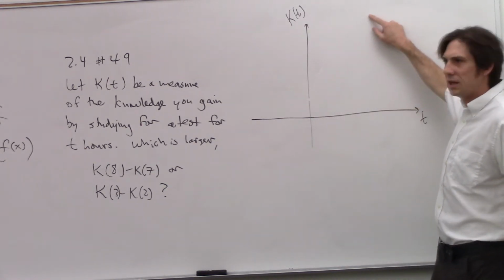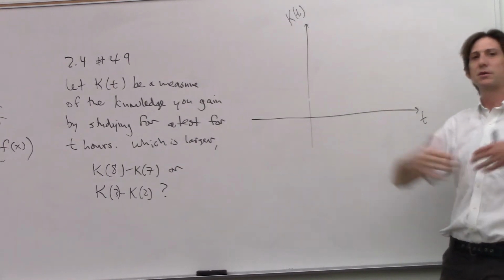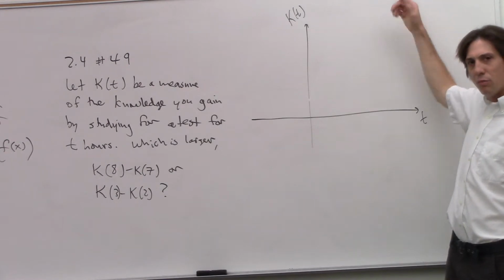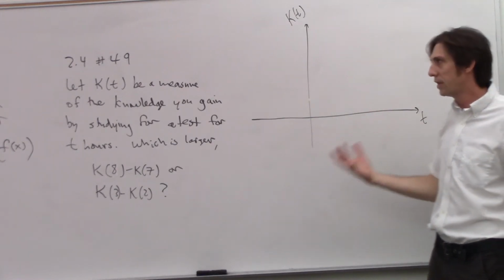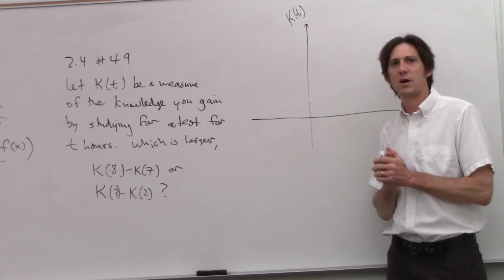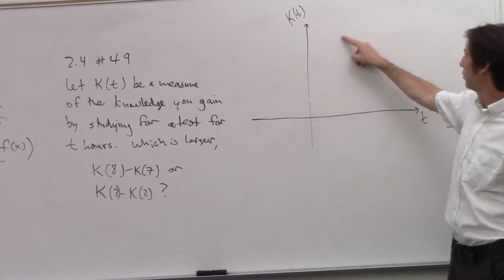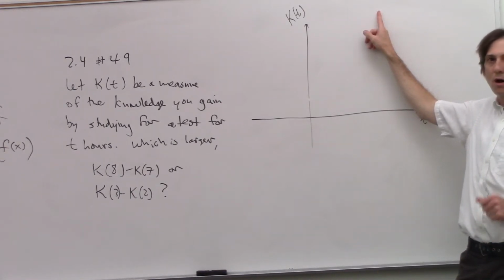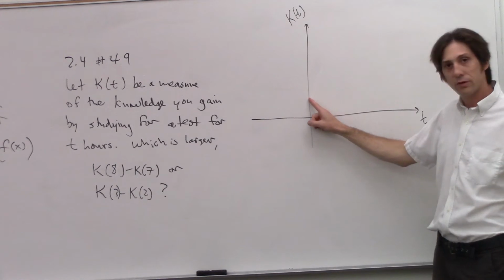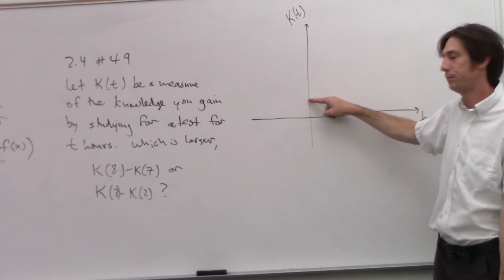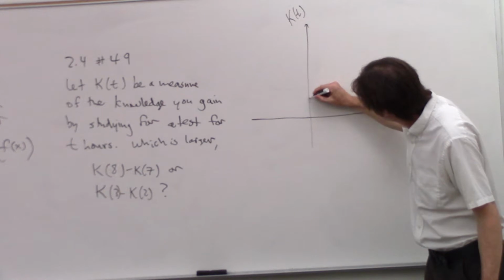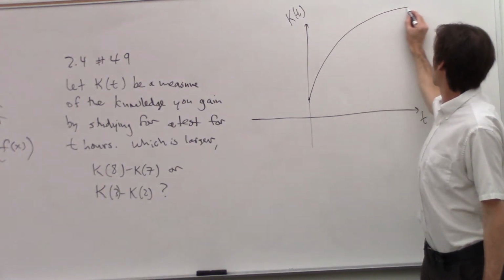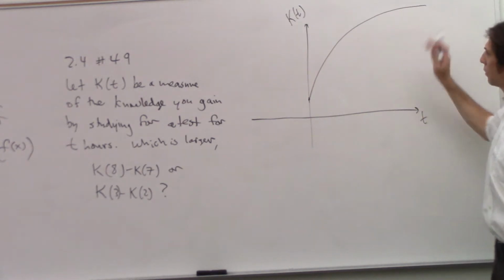I guess it might keep increasing forever, right? If we could somehow study for a long, long time, for 100 hours, maybe we'll keep learning things. But probably the amount that we learn is going to slow down, right? If we study for 8 hours straight, by the end of that time, we're probably exhausted and we're probably not acquiring all that much knowledge. But at first, we probably learn quite a bit. So I think that the graph of K of t probably should look something like this, where it levels out in the long run.